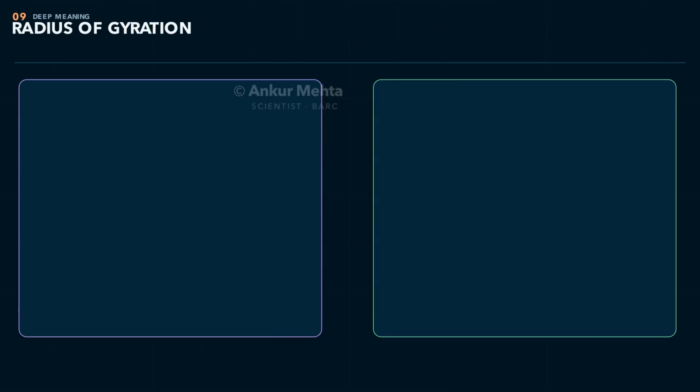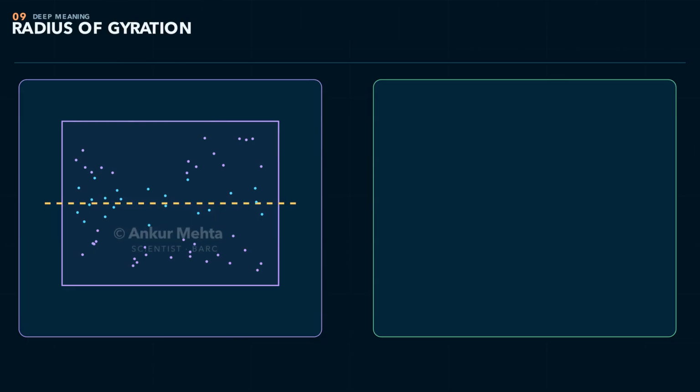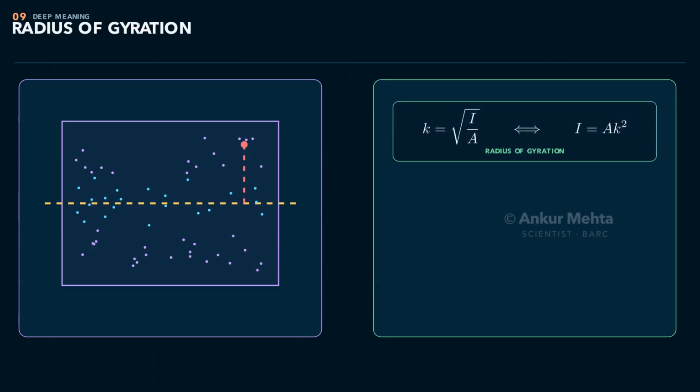Radius of gyration converts the distributed area into one meaningful distance. It is defined by k equals square root of I over A, so I equals Ak squared. Some books use r instead of k. The idea is this: imagine replacing the actual area distribution by an equivalent concentration of the same total area at a distance k from the axis while keeping exactly the same second moment. For a symmetric picture, place half the area at plus k and half at minus k.